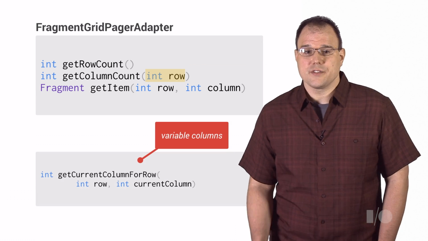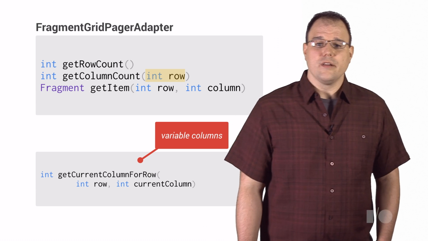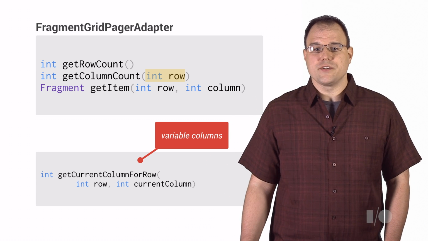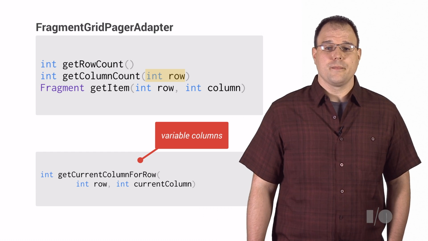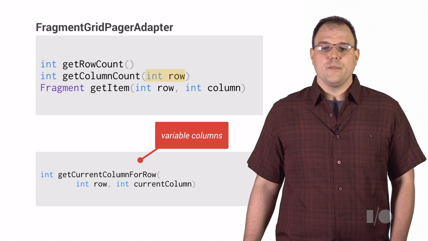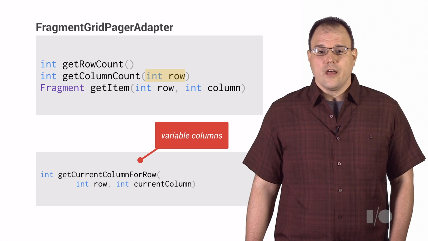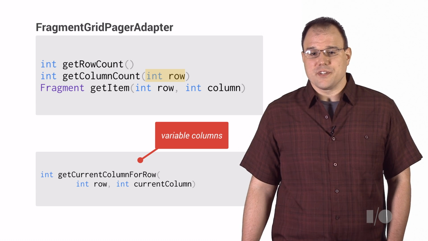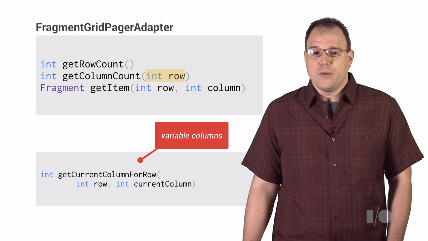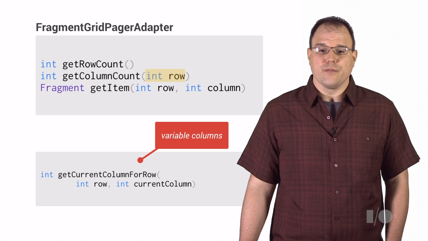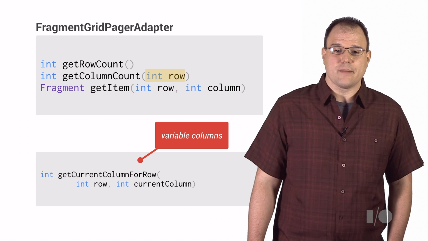To adjust this, you can override one additional method. This method is called whenever the pager needs to know what should be shown above or below the current position. The current column position is also supplied. To return to fixed movement system, you could choose to return the current column. You might even want to save the last column viewed for that row and return to it the next time the row is selected.